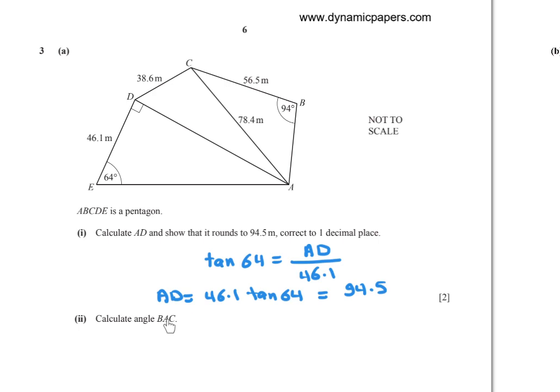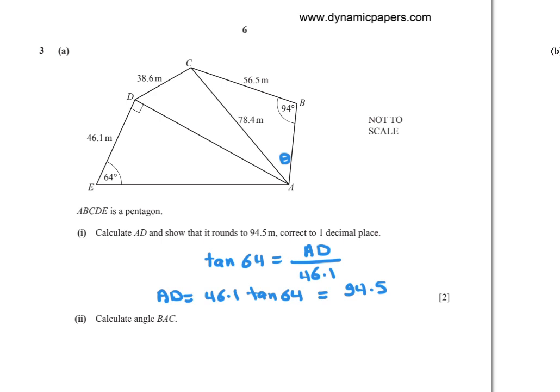Part ii, calculate the angle BAC. For angle BAC in this triangle, we have two sides and one angle, so we can use the sine rule. To find this angle, we can call this angle theta. To find angle theta, 56.5 divided by sine theta equals 78.4 over sine 94.